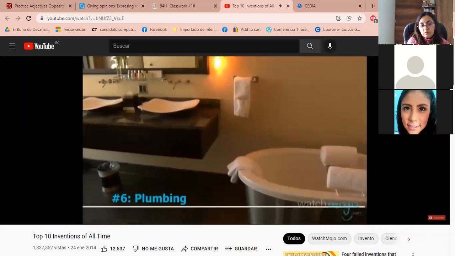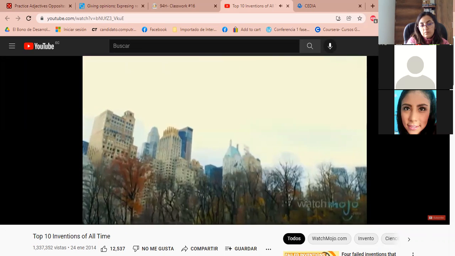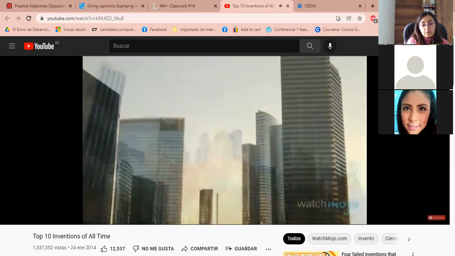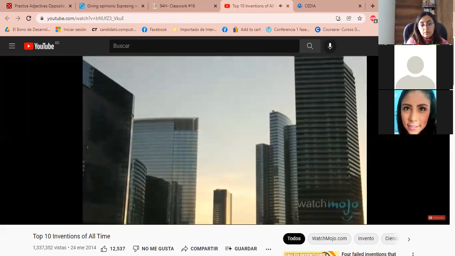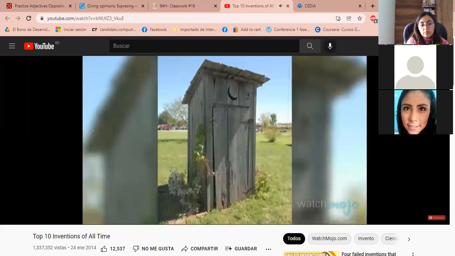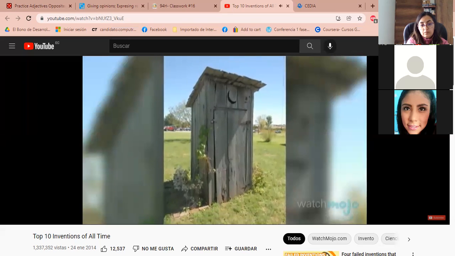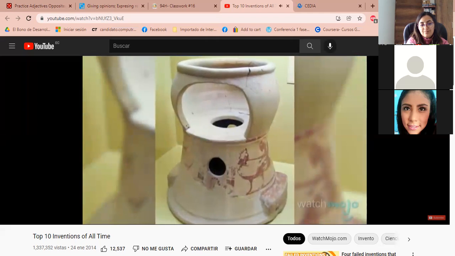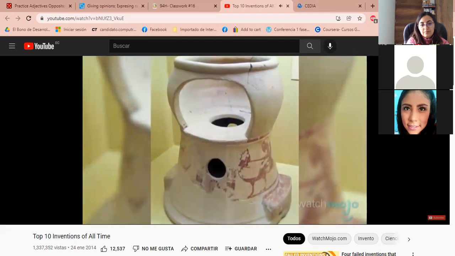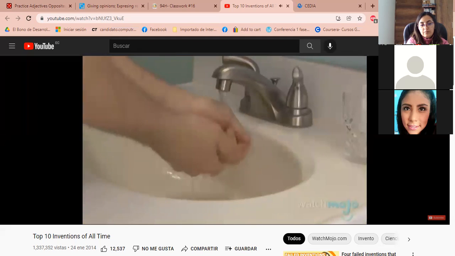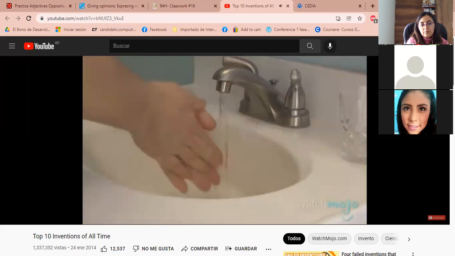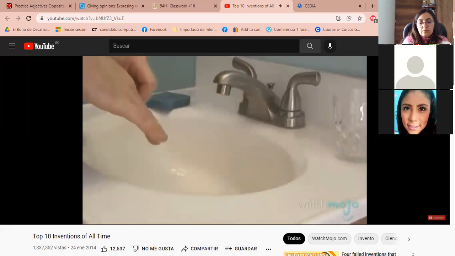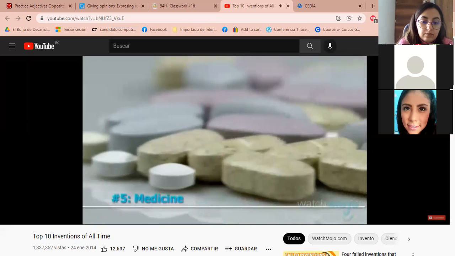Number 6, plumbing. The landscape of major cities would be drastically different without this innovation. After all, how would a high-rise exist without modern plumbing? Evolving from holes in the ground to chamber pots to outhouses and eventually to flush toilets as early as the 31st to 26th centuries BC, the development of plumbing improved living conditions for millions of people across the globe and lengthened our lifespans.